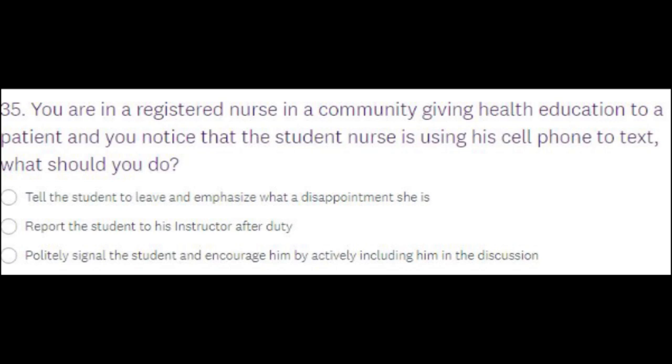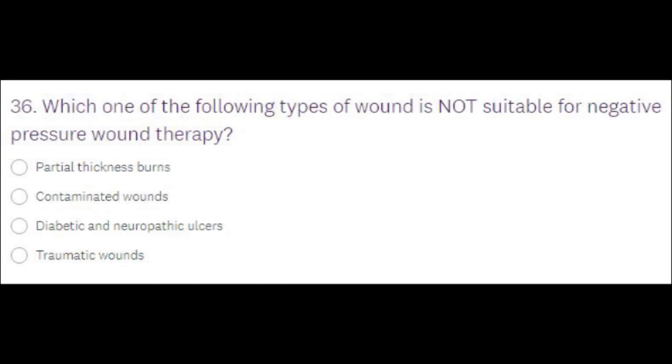Okay. Question number 36. Which one of the following types of wound is not suitable for negative pressure wound therapy? Options are 1. Partial thickness burns, 2. Contaminated wounds, 3. Diabetic and neuropathic ulcers, 4. Traumatic wounds. Contaminated wounds, that is option B or the second option, is the right answer.